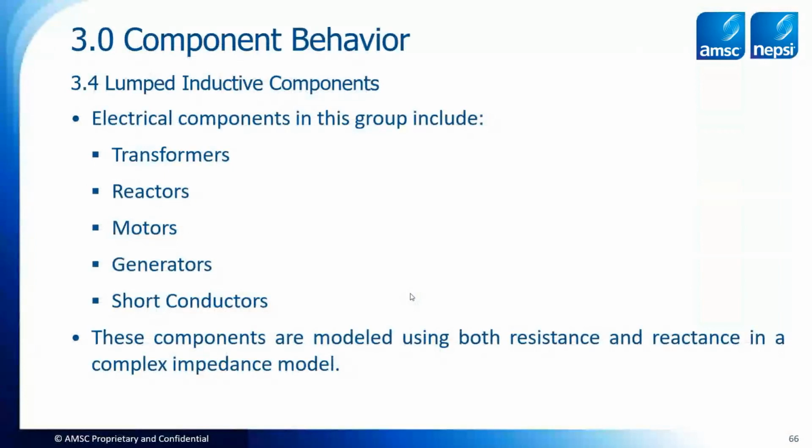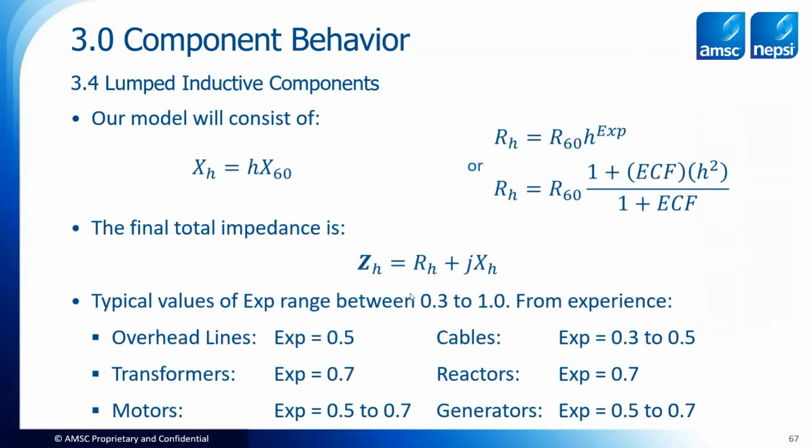So now, let's group this into the lumped inductive components. In other words, how many of our electrical power system components behave like this? That would be transformers. In terms of the reactive part, we've discussed 2: inductive reactance and capacitive reactance. One is linearly increasing, one is 1 over the harmonic. The ones that linearly increase are transformers, reactors, motors, generators, and short conductors. And these components are modeled using both resistance and reactance with just a complex number. So for each of those components, you'll model them like this.